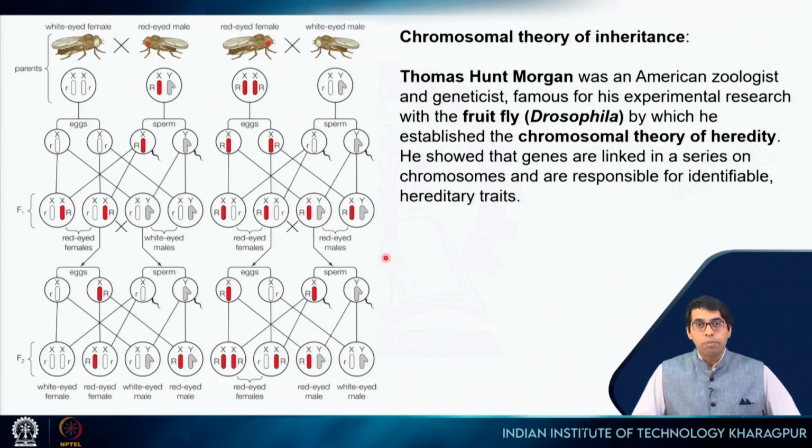So Drosophila has contributed to many discoveries. One of the important discoveries that happened in Drosophila is the chromosomal theory of inheritance. Thomas Hunt Morgan was an American zoologist and geneticist. His famous experiment on Drosophila established this chromosomal theory of heredity. He showed that genes are linked in a series on chromosomes and are responsible for identifiable hereditary traits.